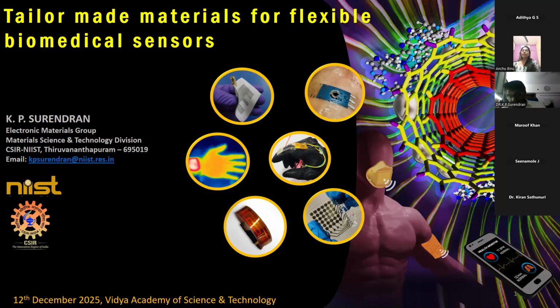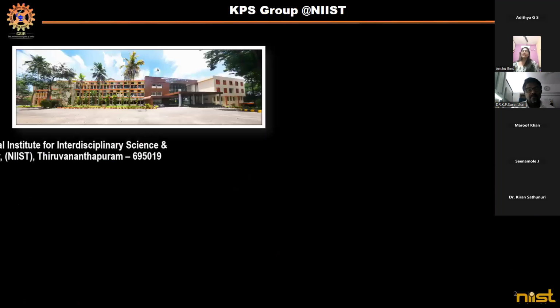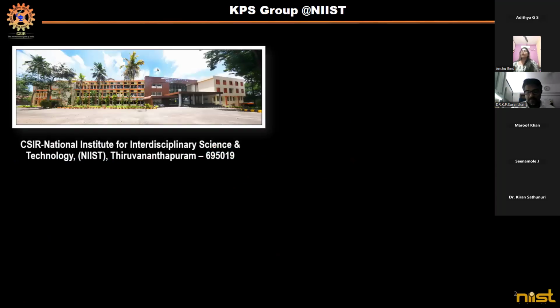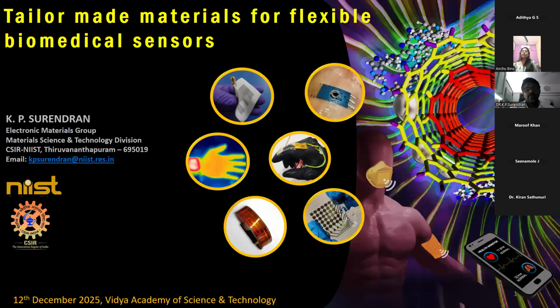Dear participants, we now move on to the second session of the day, and it's my pleasure to introduce our distinguished resource person, Professor K.P. Surendran. Sir is a distinguished scientist and academician, renowned for his extensive contributions to the field of material science and electronic materials. Currently serving as the senior principal scientist in the electronic material group at CSIR NIIST Trivandrum, and holding a professorship at the Academy of Scientific and Innovative Research, he has established himself as a leading figure in his domain.